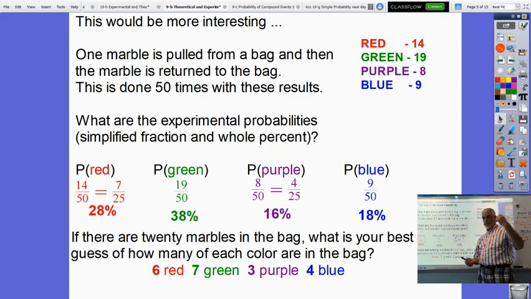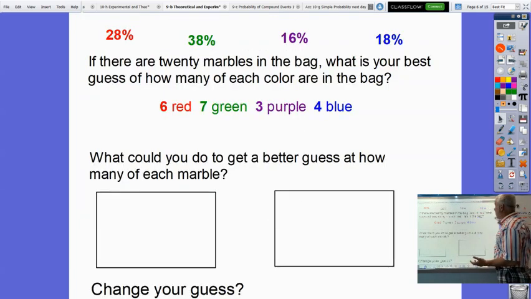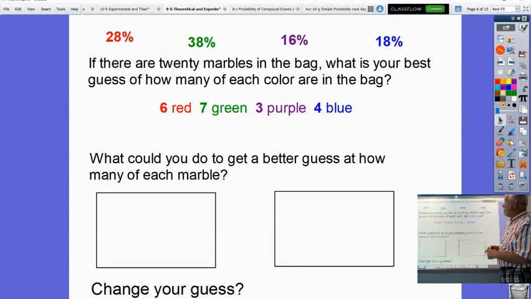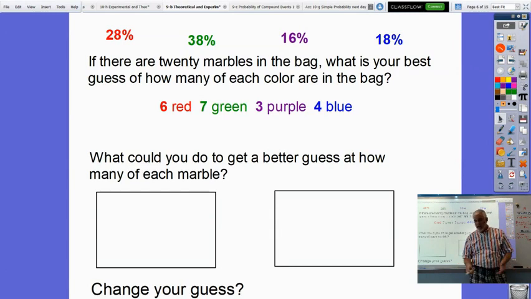And you just keep pulling out marbles, maybe you get a little better guess, right? If there's 20 marbles in the bag, your guess is this: 6 red, 7 green, 3 purple, 4 blue. What could you do to get a better estimate of how many of each color there are in the cup? What would you do?